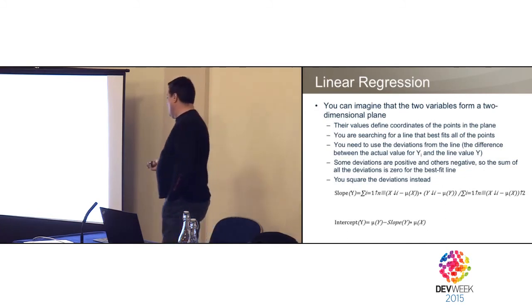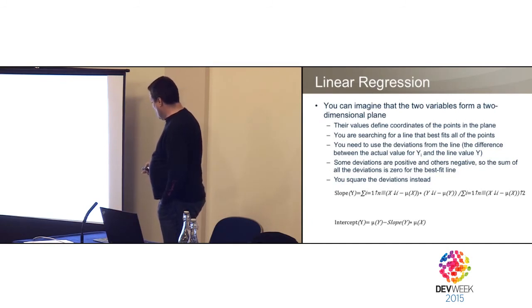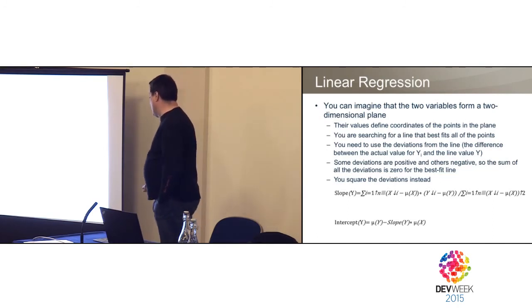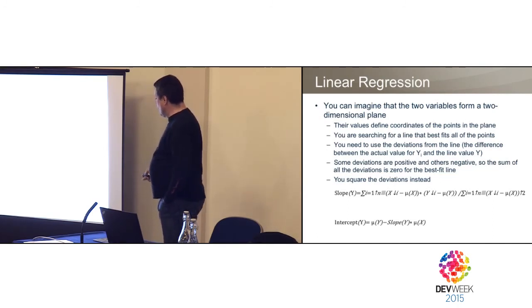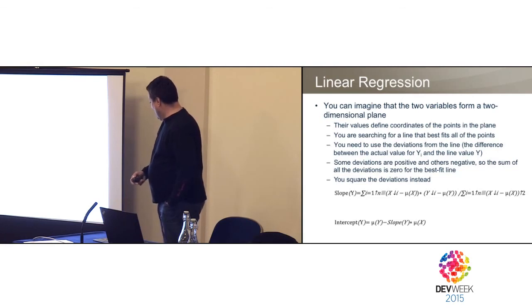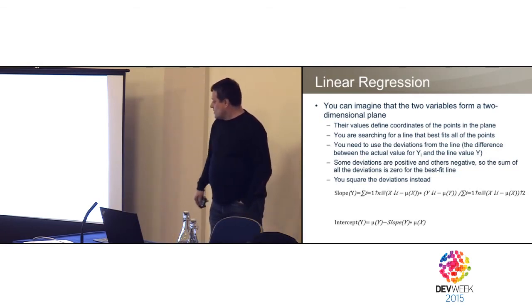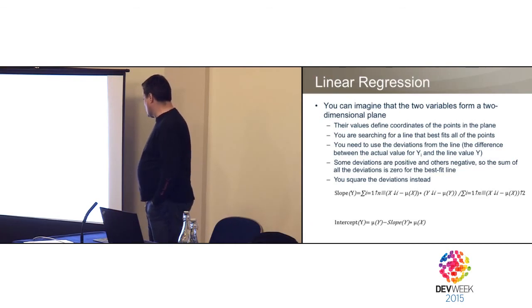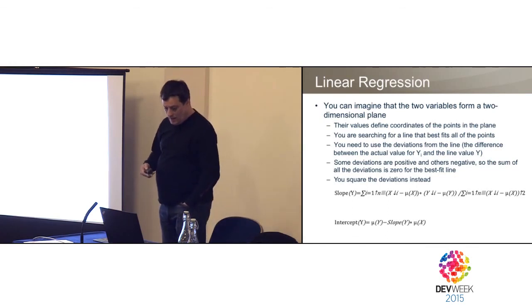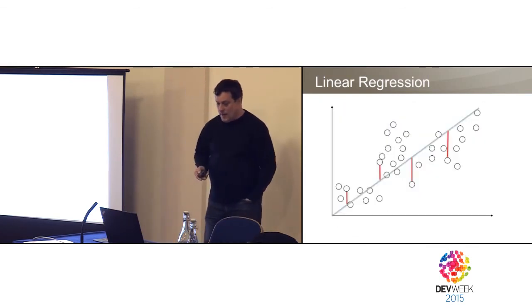So the slope, you calculate deviations from each point to the mean of y and multiply by the deviation of x in this point from the mean of x, divided by the sum of x in this point minus the mean of the independent variable, squared. So the intercept is then calculated with the help of the slope: it is the mean value of y minus the slope multiplied by the mean value of x. And this is the formula.